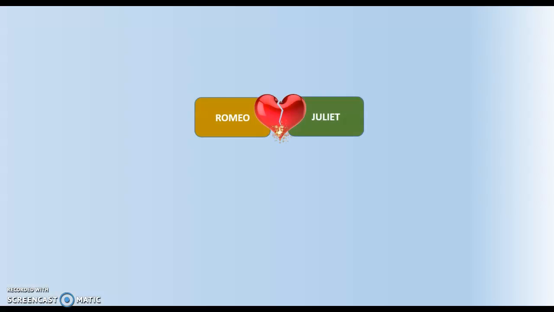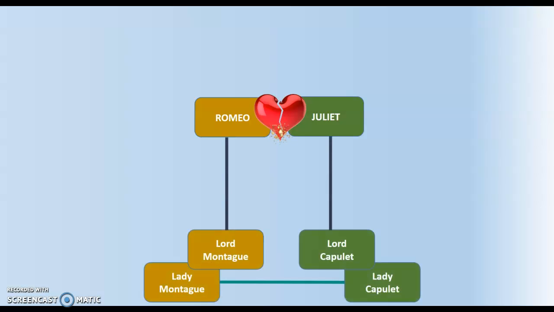So, of course, the first ones that we have are Romeo and Juliet. Romeo is a Montague, Juliet is a Capulet. So we've got Lord Montague and Lord Capulet, and those 2 families are feuding. They hate each other. We don't really know why. We just know that they do. No one knows why. They've been fighting for so long that they can't even remember what started it in the first place.